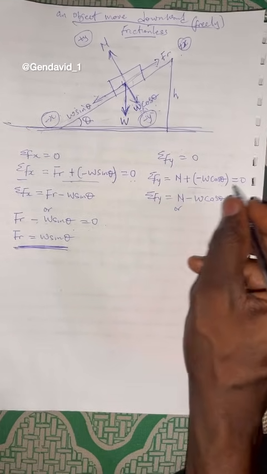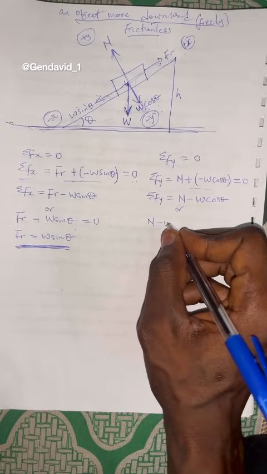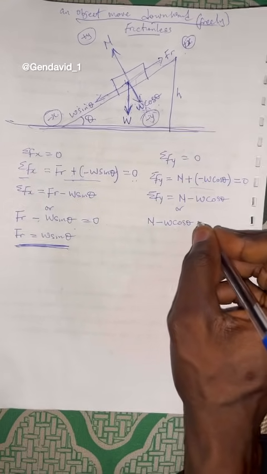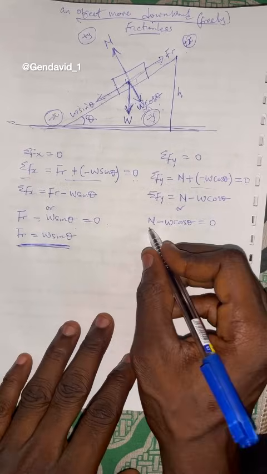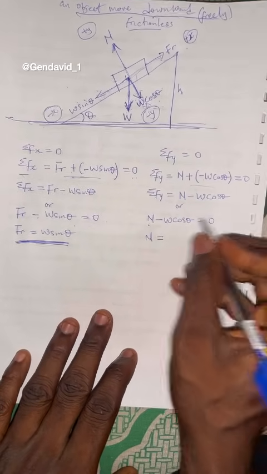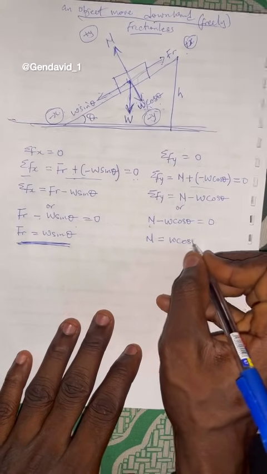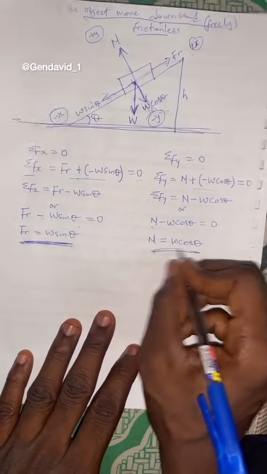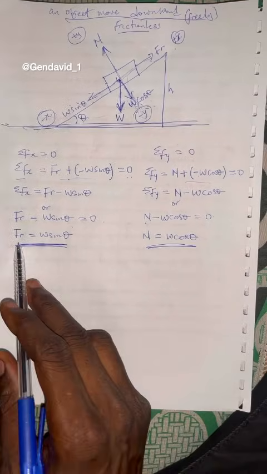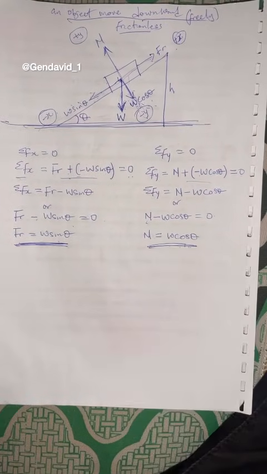Or we say we have this side and this side equal to N minus W cos theta equals 0. With this case, we can say that N, if we take minus W cos theta to this side, is equal to W cos theta. Now, check this very well. In this case, I have Fr to be W sin theta. In this case, I have N to be equal to W cos theta.